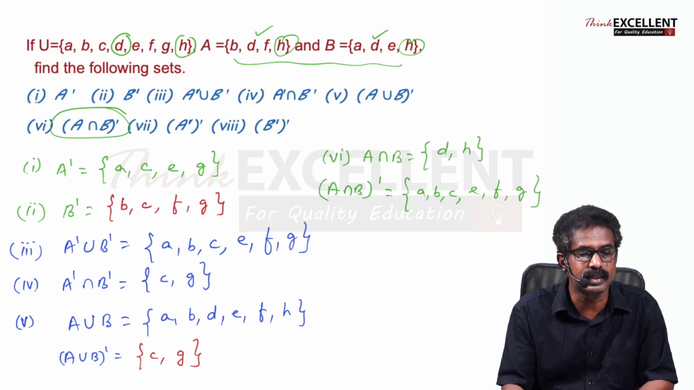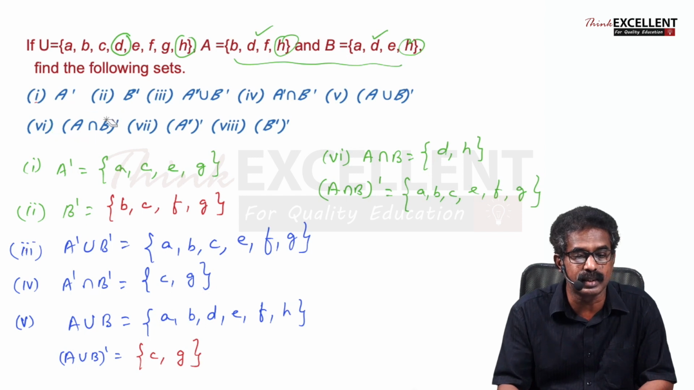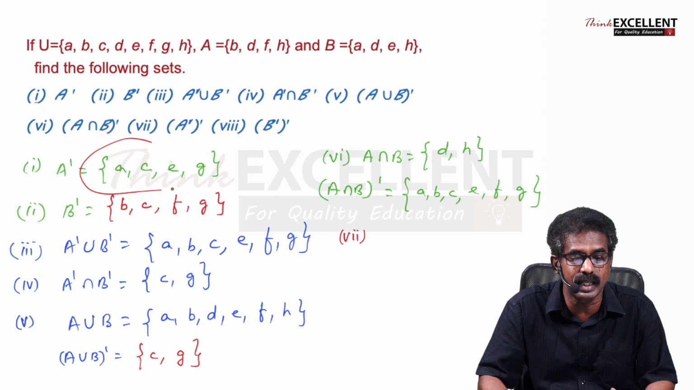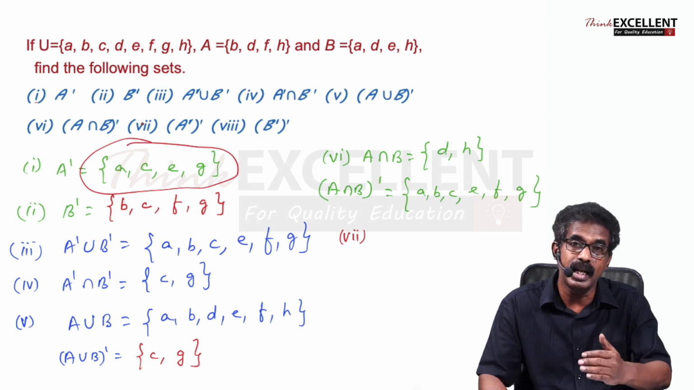The next, what did they ask? A dash the whole dash, right? So they asked to find A dash the whole dash. That is subdivision number 7. You write one below the other, okay? A dash the whole dash. A dash already got it. This is A dash, right? A dash the whole dash.